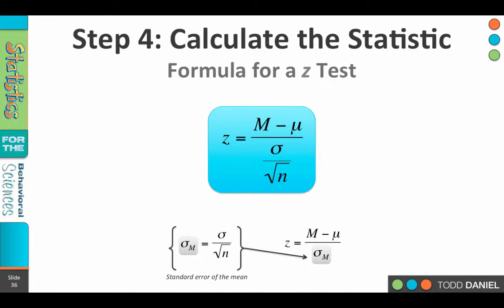So let's calculate the statistic. Here's the formula. M is the sample mean minus mu, which is the population mean. Sigma is the population standard deviation, and n is the sample size. Notice that the standard error of the mean, or sigma divided by the square root of n, is what is being used in the denominator for the z-test.